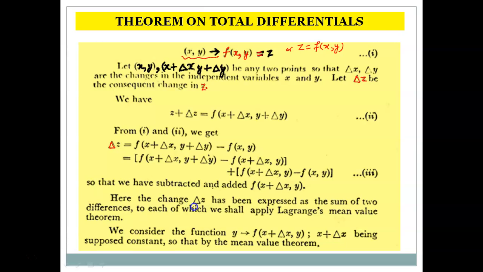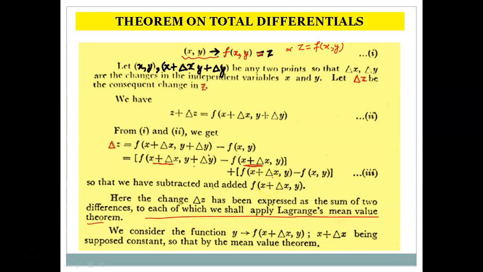Here we change delta z. The change delta z has been expressed as the sum of two differences, to each of which we apply Lagrange's mean value theorem. Because in this case we are keeping x fixed and changing y, and in the second case we are changing x and keeping y fixed. So these two parts independently can be considered as the case for the mean value theorem of a single variable.